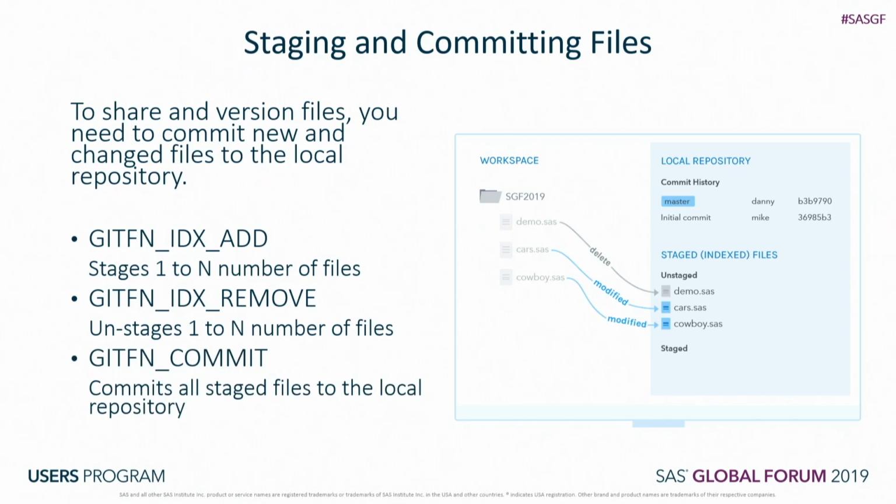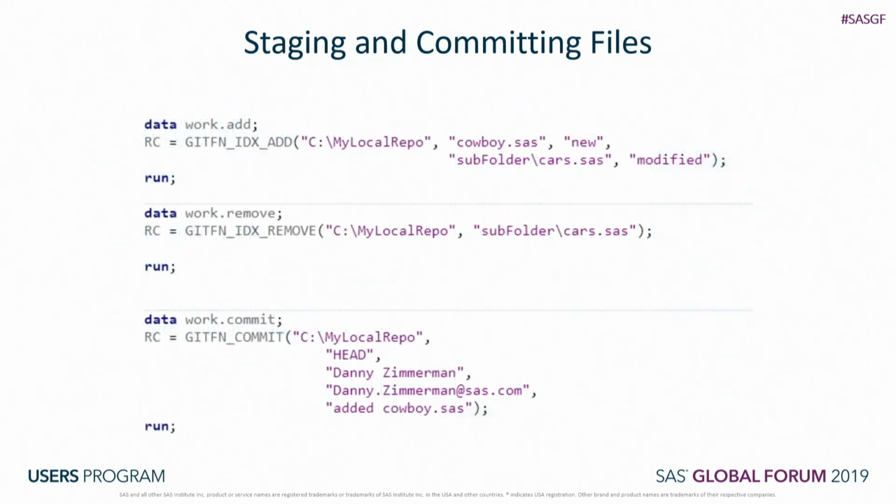And then you have commit. And this will commit anything that's in the index and makes a snapshot of your current file system and creates a commit of it. So anything that was changed in the index will be included in that commit. So let's take a look at some code.